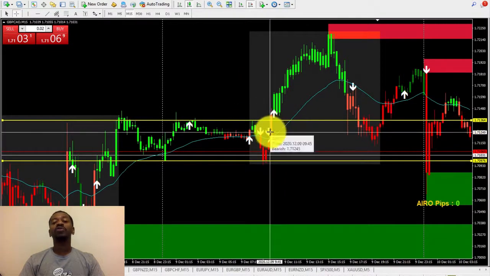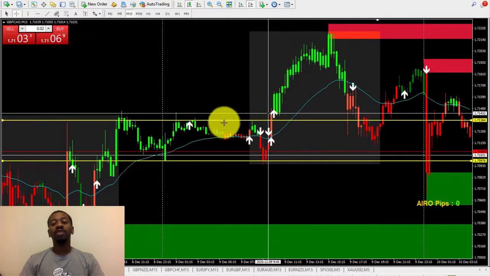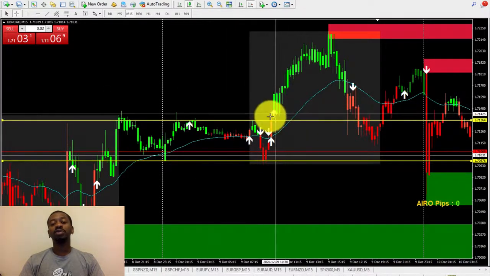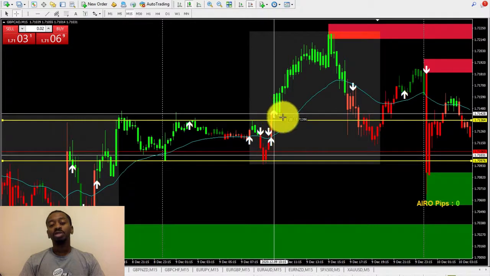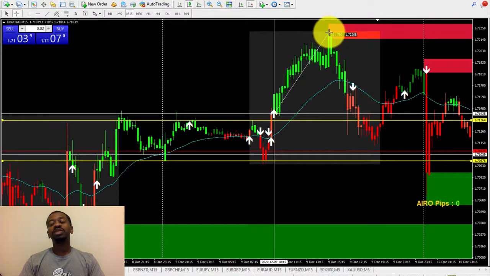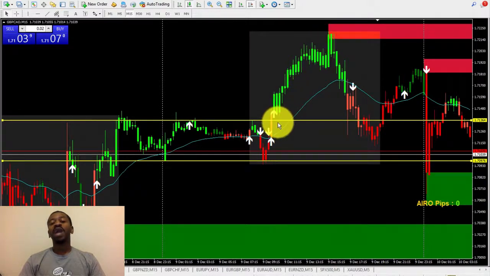This candle was the first candle that closed above the Asia channel inside the money zone. Therefore, we take this trade. You can see it went backwards 3 pips, and then it ran up 78 pips. All right. Let's look at another trade.